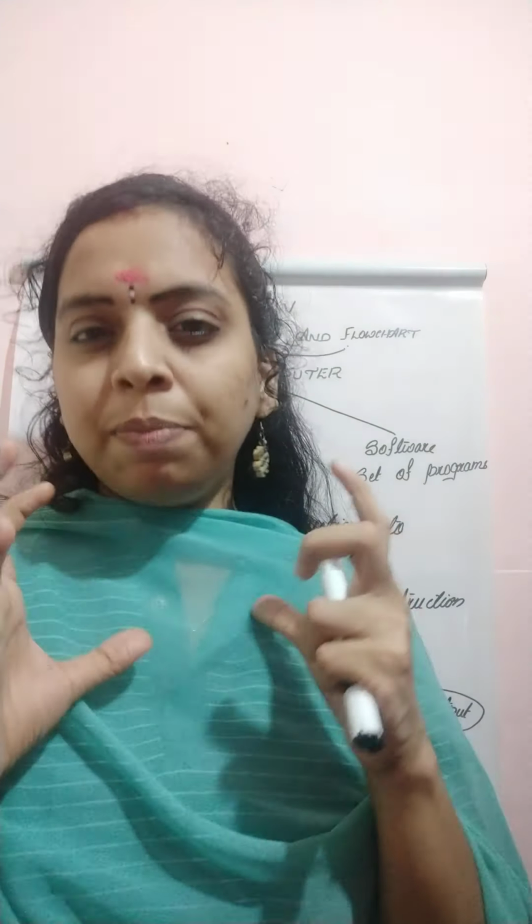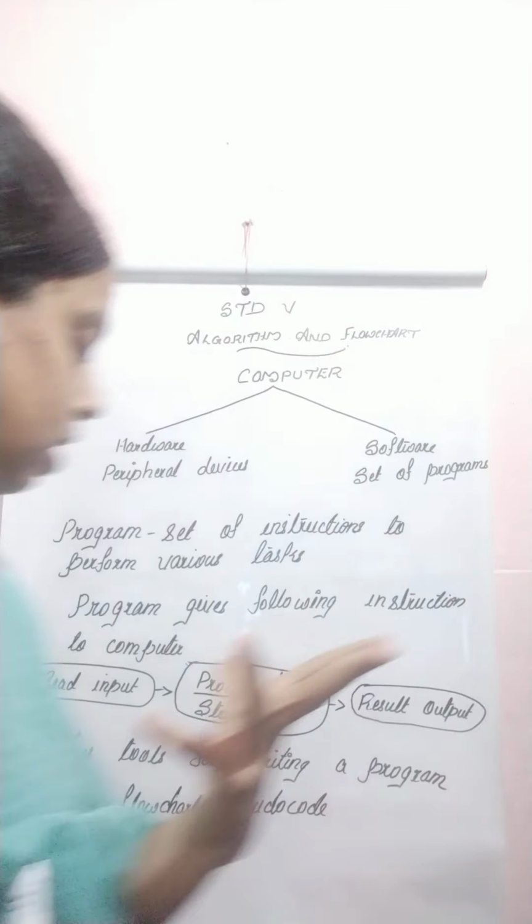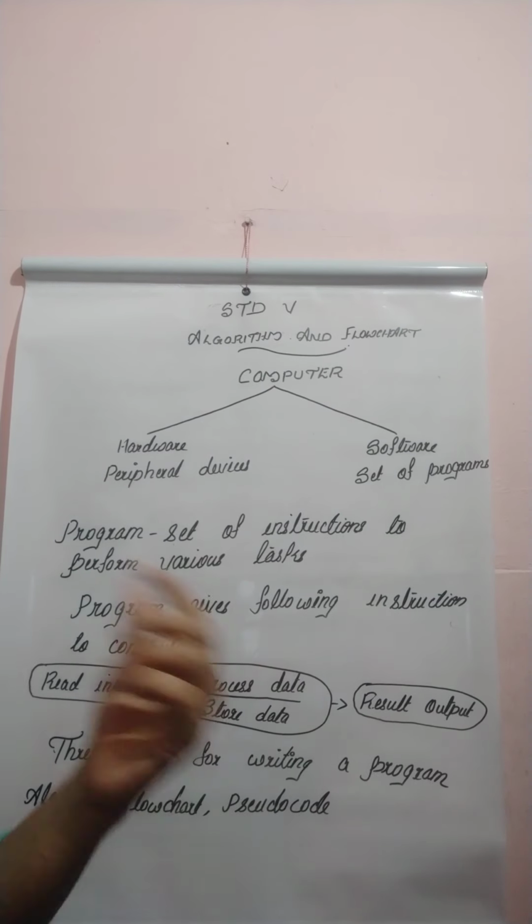Now, we cannot write a program by ourselves or in our own way. There is a step-by-step method we have to follow to write a program. So we use three tools to write a program: algorithm, flowchart, and pseudocode. The computer will not understand if we write the program in our own way. The computer is set with some instructions on how to read a program.